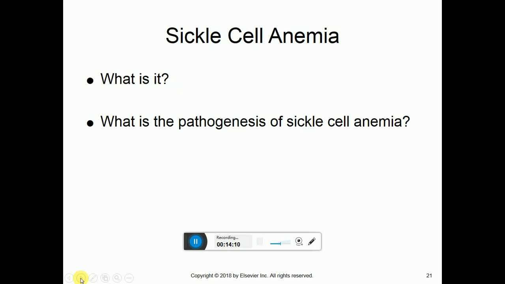Sickle cell anemia. What is it? What's the pathogenesis of sickle cell anemia? Sickle cell disease is an autosomal recessive disorder characterized by the presence of an abnormal form of hemoglobin within the erythrocytes. This irregular form of hemoglobin is the result of a single mutation in the beta hemoglobin chain where the amino acid glutamic acid at position 6 is substituted with valine. In normal hemoglobin, the amino acid in the 6th position is glutamic acid. In people with sickle cell disease, the 6th position is occupied by another amino acid called valine.